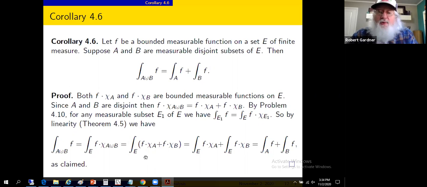Now we're in business. We have an integral of a sum. That's the sum of the integrals, so says theorem 4.5, linearity on this class of functions, class 1 of functions. And using problem 4.10 again, the integral over E of f times the characteristic function on A is, by that exercise, the integral over A of f. Similarly, the second one is the integral over B of f, and that was the claim. The integral over A union B of f is the integral over A of f plus the integral over B of f, assuming A and B are disjoint. If they aren't disjoint, then a lot of this falls apart.